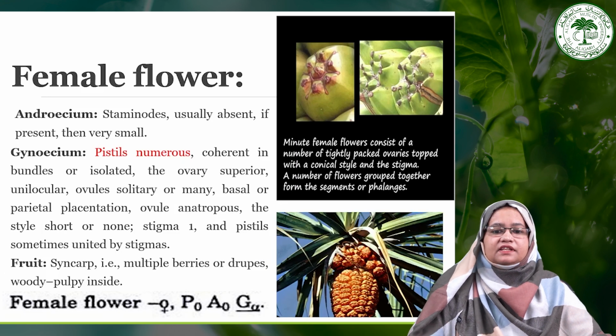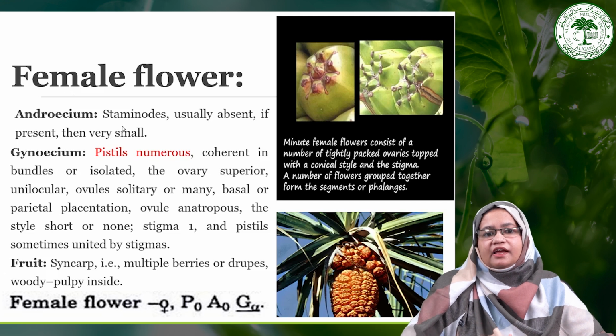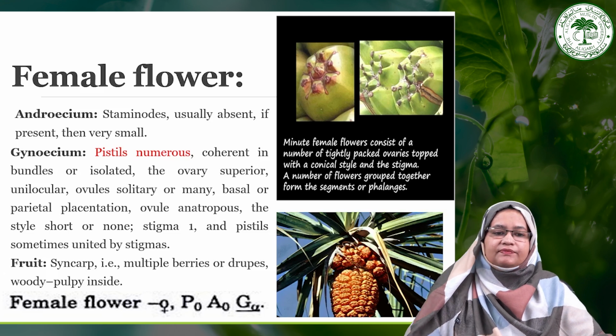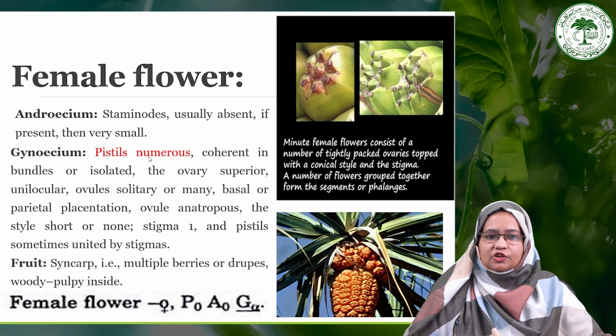And if you see the female flowers, if the androecium is present, it may be in the form of staminodes, but usually they are absent. If present, they are very small in size. The gynoecium, that is the pistils, are numerous, borne in bundles or isolated. The ovary is superior.